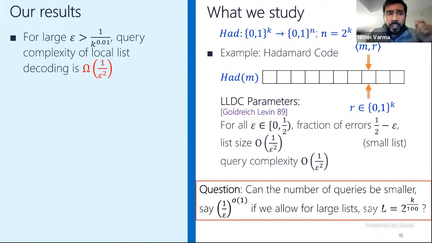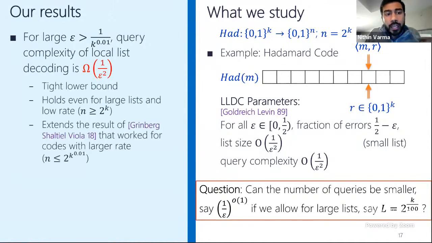Now, here are our results. For large epsilon, we show that the query complexity of local list decoding is Omega(1/epsilon²). And this is a tight lower bound as evidenced by the upper bound by Goldreich-Levin. And our lower bound holds for large list sizes, and in particular also for codes of very low rate. For codes of very low rate, this is also the first lower bound even for small list sizes. And our result extends and improves the result of Greenberg et al. that worked for codes with larger rate. In particular, the result of Greenberg et al. did not apply for Hadamard.